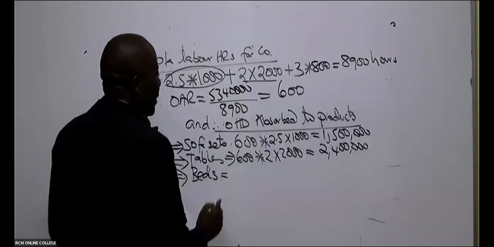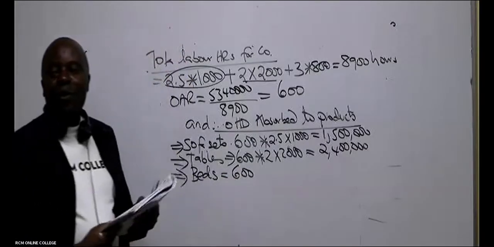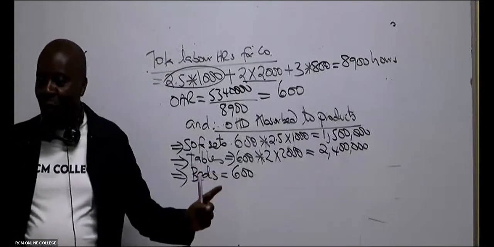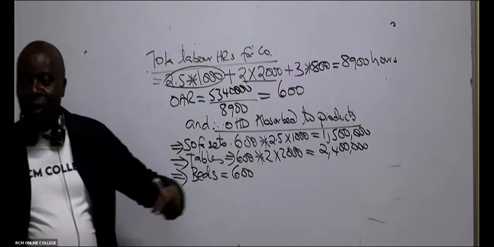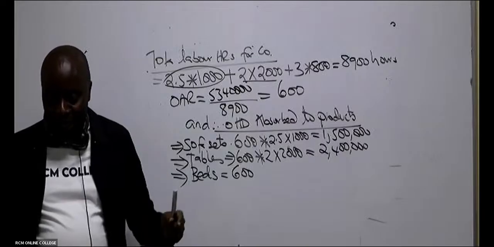And then come and tell me how much we are absorbing to the beds. So for beds, what do we have here? We know the absorption rate is 600. That is why we are calling this blanket rate, because you can see all products are using the same rate. All products we are using the same rate.